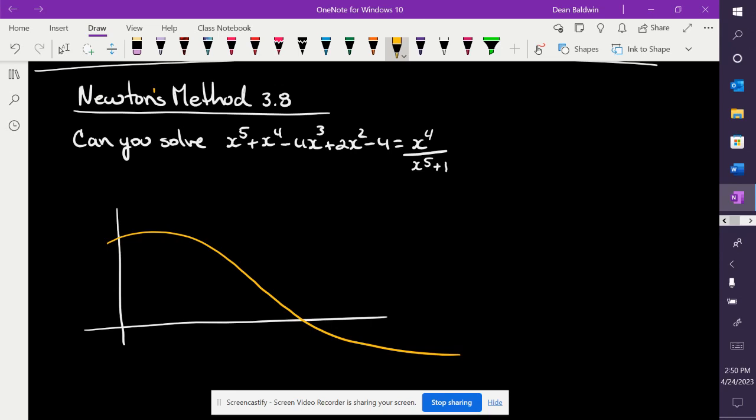Anyway, so you can use what's called Newton's method. Now I'm going to show you how to use this. This is essentially what Desmos does. It uses Newton's method. It uses an algorithm to do this.